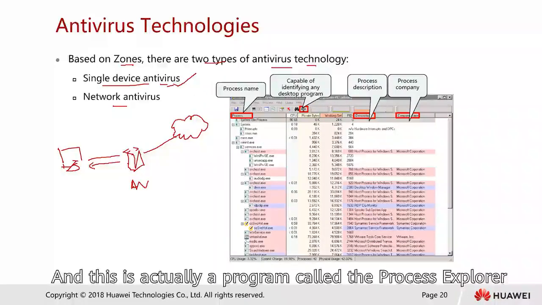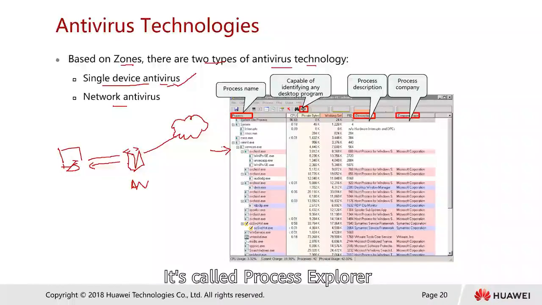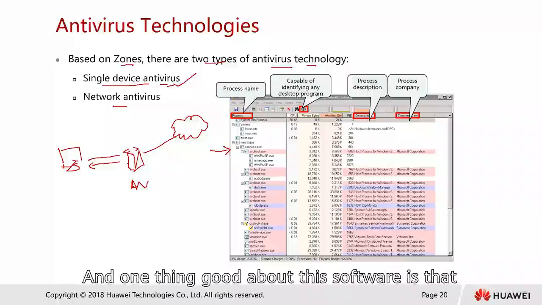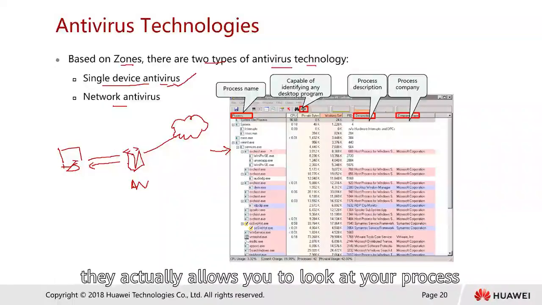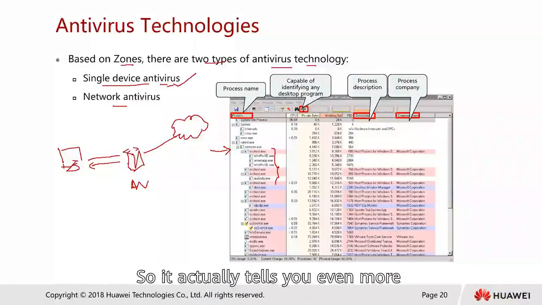And this is actually a program called Process Explorer, and you can download this for free. It's called Process Explorer. This is by SysInternals, and you can do a Google search for this. One good thing about this software is that it allows you to look at your processes, not only like in Windows, where you just press Control Alt Delete to bring up the task manager. So it actually tells you even more.